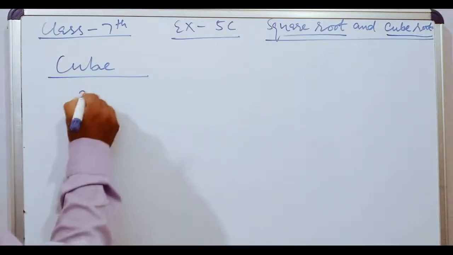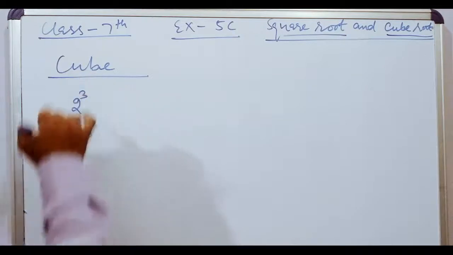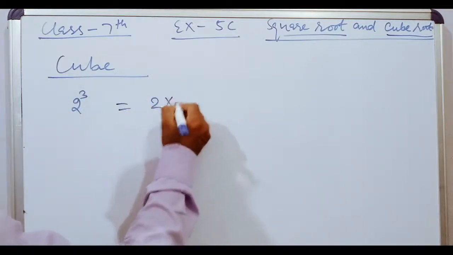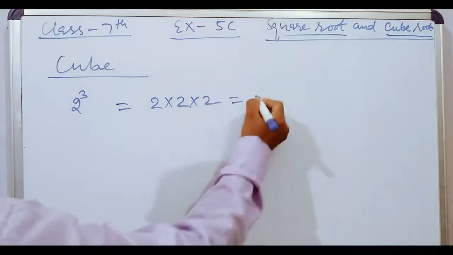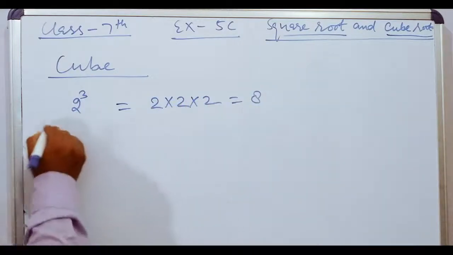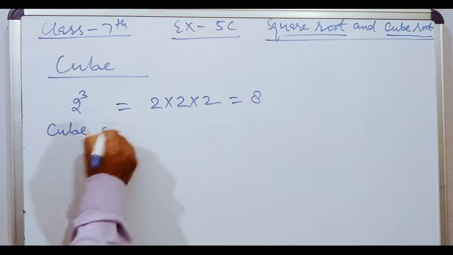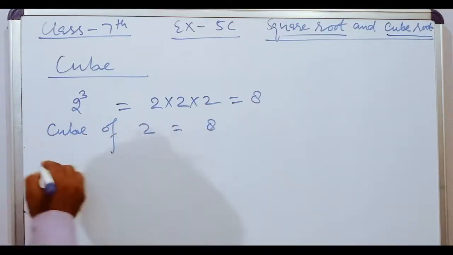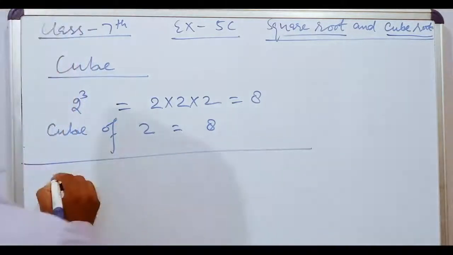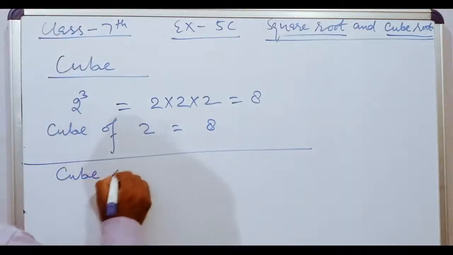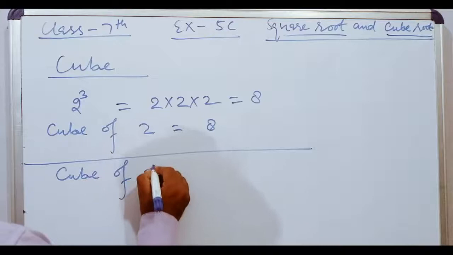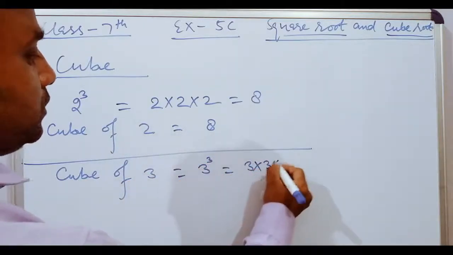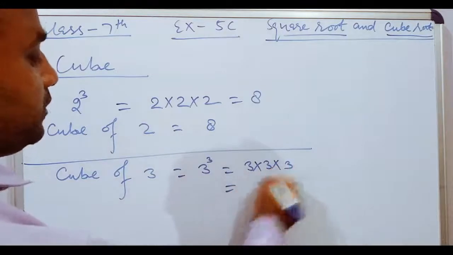Suppose 2 to the power 3. So it is called cube of 2. It is 2 into 2 into 2 equal to 8. So cube of 2 equal to 8. So cube of 3 equal to 3 to the power 3. 3 into 3 into 3, 3 3s are 9, 3 9s are 27.